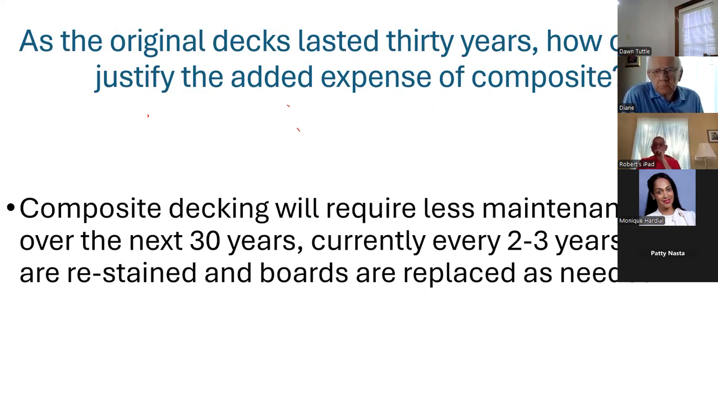Another question was, as the original decks have already lasted 30 years, how can we justify the added expense of composite? The current decks we have are a yearly maintenance cost. With composite, we're just going to power wash. With wood decks, we have to change them out every couple of years. They have to get stained every couple of years, sanded. It's a lot more maintenance. And as we showed with the quotes, it's really not financially saving us any money to do the pressure treated.